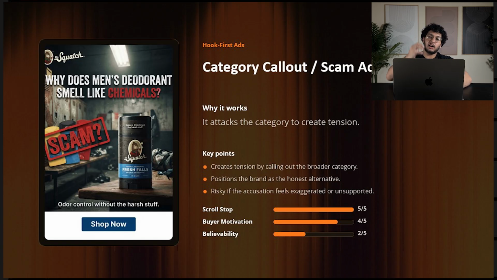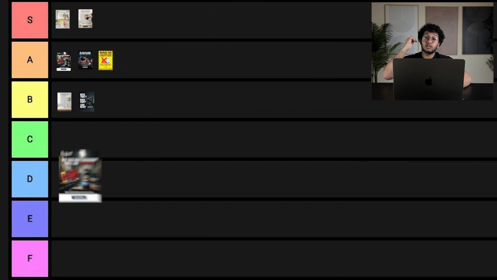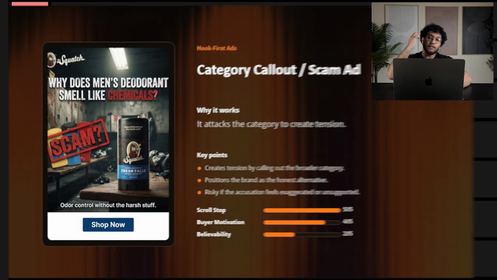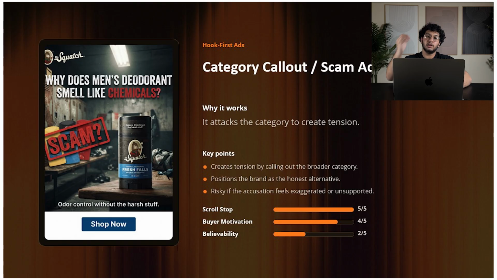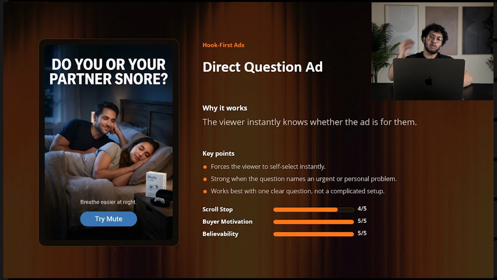Next is the category callout or scam style ad. This one has to go to D tier for me. It definitely stops the scroll, but calling something a scam creates tension. But the problem is believability. The second you say a whole category is broken, misleading, or a scam, you need proof. A lot of brands use this angle because it feels edgy, but without real support, it can feel like fake outrage. So yes, it can work, but as a standalone static format, I think it is risky and overused. D tier.